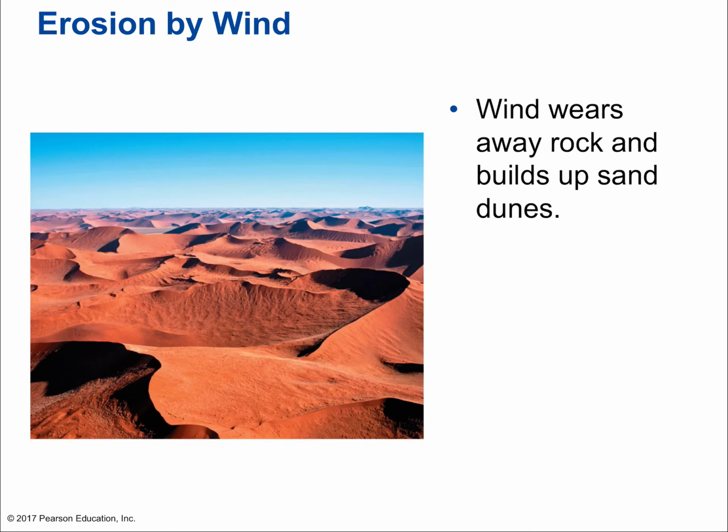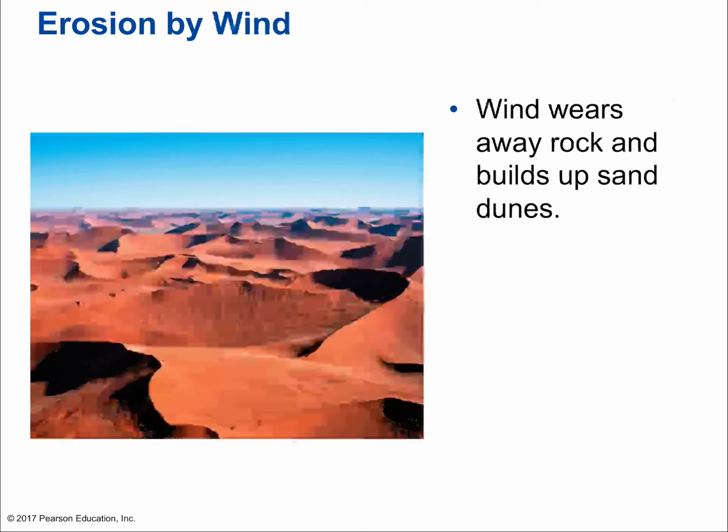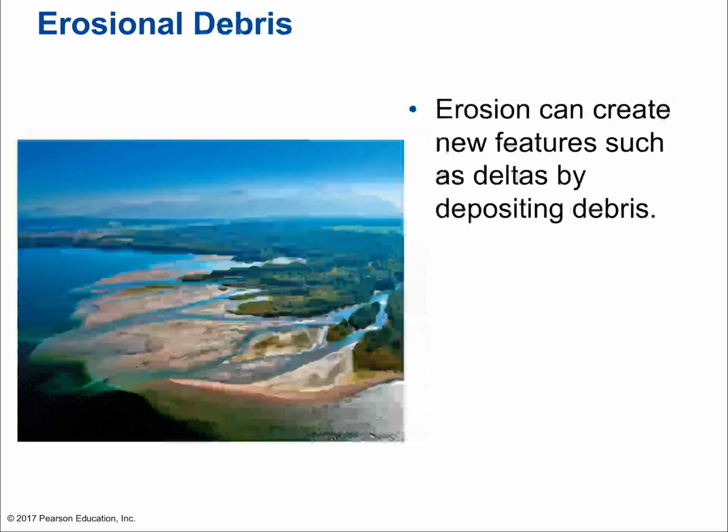And then lastly, we've got wind. Wind wears away rock and builds up sand dunes, okay? So wind is most effective on rock that's already been broken up into small pieces. That's why it's so pronounced on sand. And you don't see wind lines on solid basalt cliffs, right? And then we can have other types of erosion. Erosion can create new features such as deltas by depositing debris somewhere else.